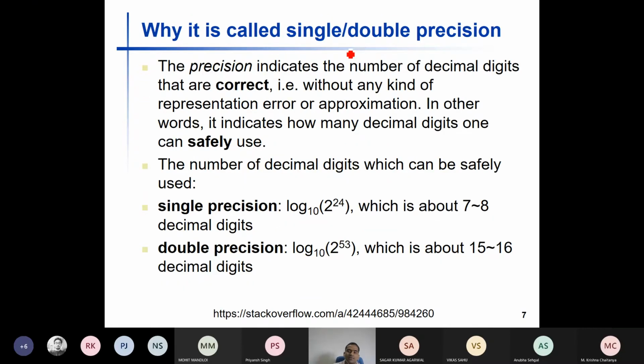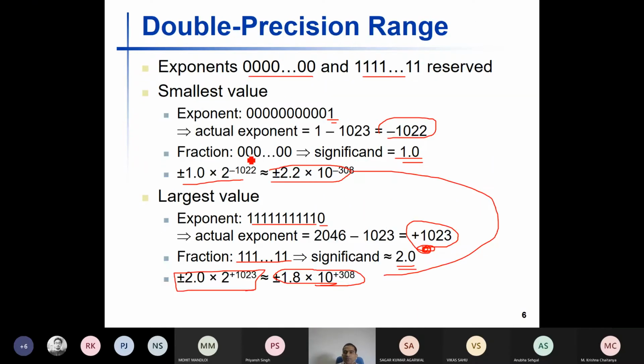Now, why is it called single precision or double? So please understand how we have done it. We will ask you to do this kind of calculation for some arbitrary number system. So you must have understood this. If you could not understand, please go back and read it yourself, then ask me the question if you have.